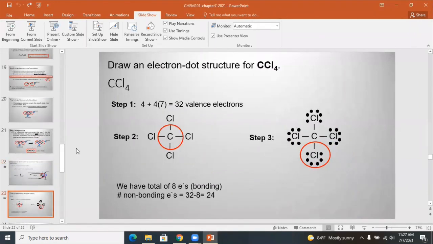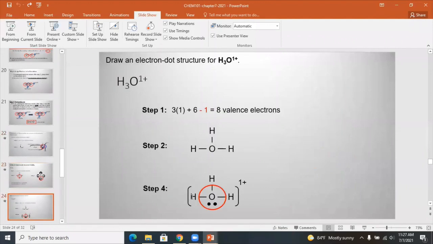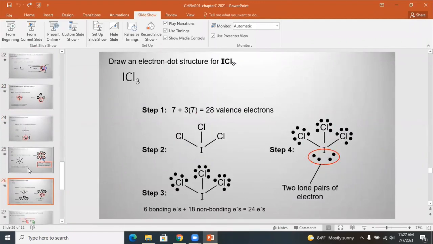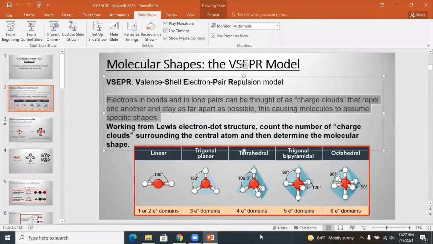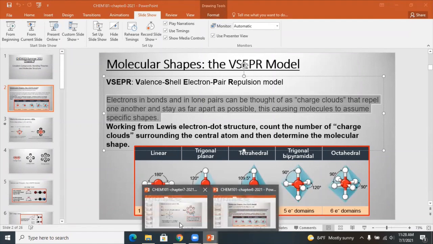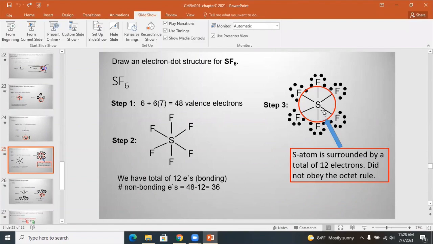And for every molecule, we can identify the cloud geometry. What is the cloud geometry for this molecule? How many charged clouds surround the sulfur? 1, 2, 3, 4, 5, 6. Going back to the table, what is the geometry of 6 charged clouds? Octahedral. This will be octahedral. So this molecule here will be in an octahedral arrangement.